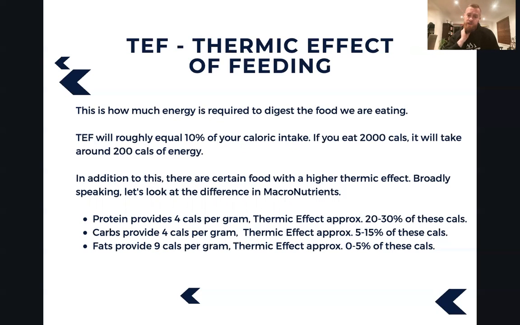So our first and highest thermic effect, and this is why you'll quite often see it recommended in a lot of weight loss programs, as well as to maintain your muscle mass, is protein, which will actually have the highest thermic effect. Your protein provides you with 4 calories per gram. The thermic effect of that is approximately 20 to 30% of these calories. So for those 4 calories per gram, it will take up roughly 20 to 30% of those calories to actually digest, process, and metabolize the food.